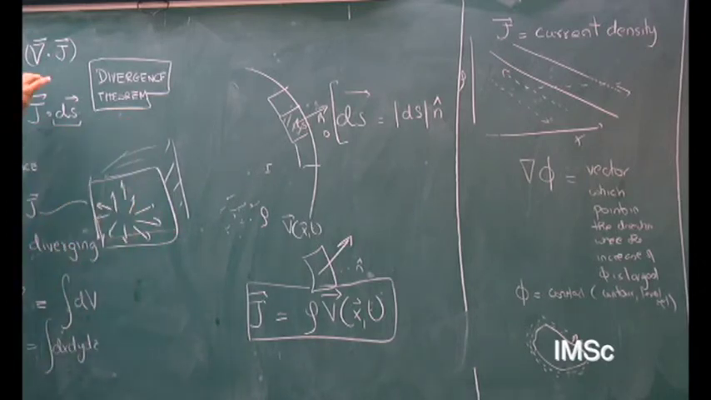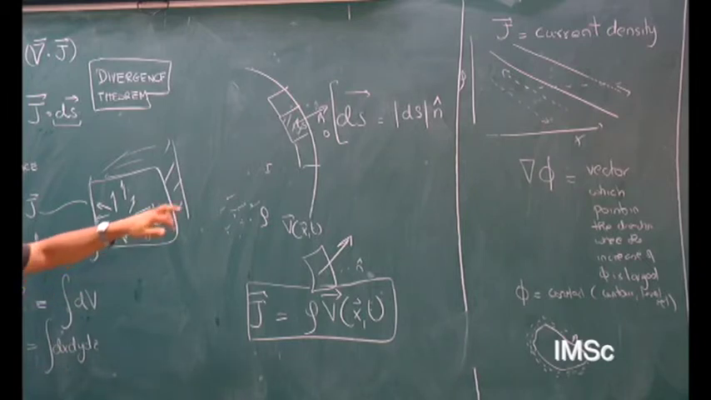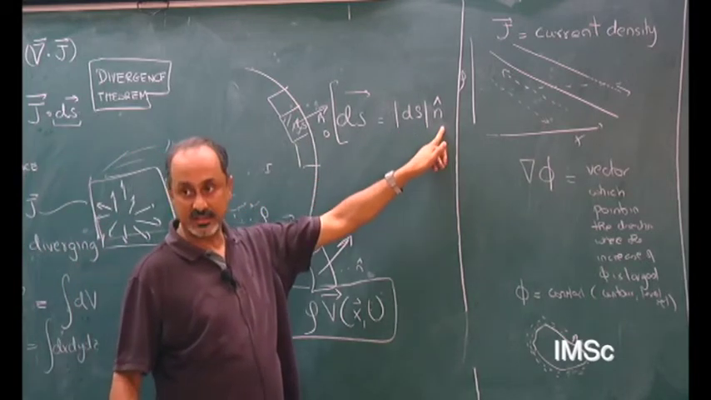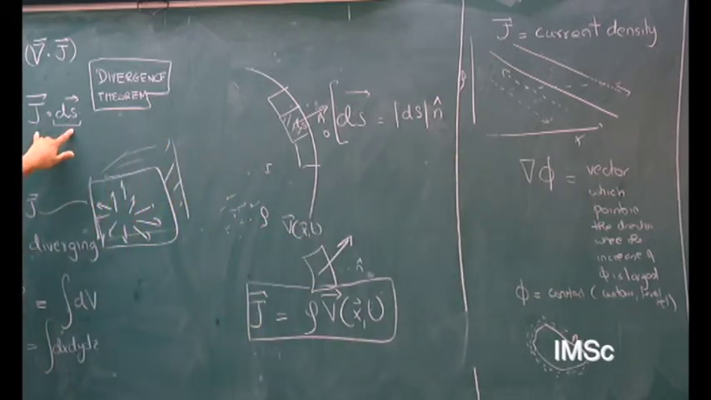So del dot j is a scalar. It's integrated with respect to a scalar quantity, which is the volume dv. So this object is a scalar. ds is a vector because it's a little surface times a unit vector here. So it's scalar times a unit vector here. The j dot ds is now a scalar. So both quantities on the right and left are scalars.